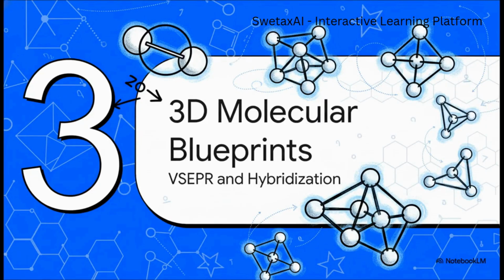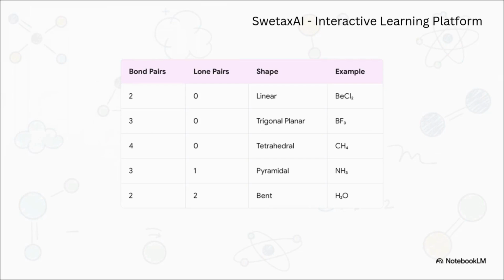Moving on to section 3, the 3D molecular blueprints. Let's look at VSEPR and hybridization. So now we're zooming out from the mechanics of single bonds to look at the actual 3-dimensional architectures these atoms build when they get together. If you're taking notes right now, seriously screenshot this table. This is the beating heart of VSEPR theory, the valence shell electron pair repulsion theory.